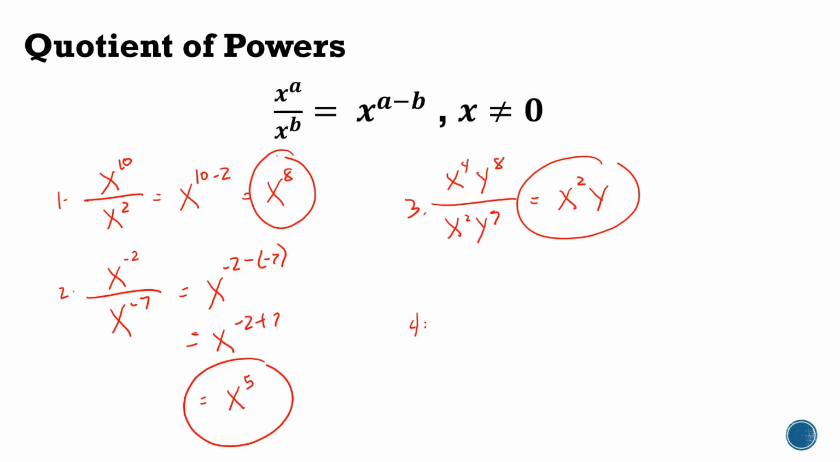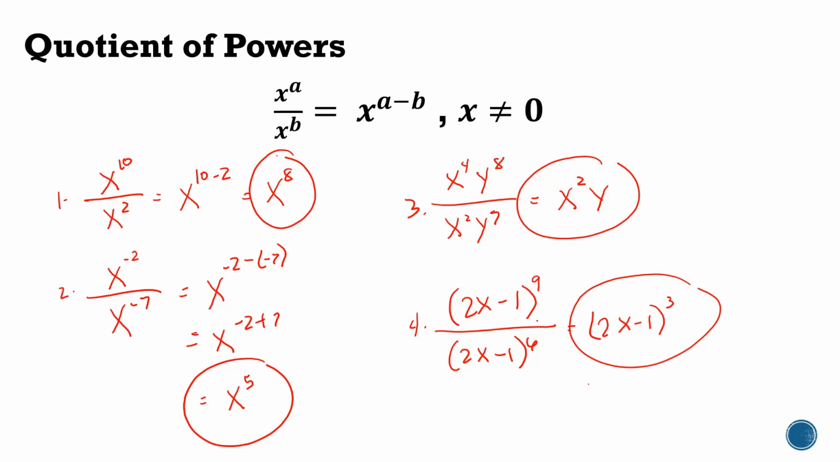So it can also be like expressions like in my example earlier. Let's see, I have 2x minus 1 raised to 10 over, let's use a different variable, let's say 9. And then you got 2x minus 1 raised to 6. So it's going to be 2x minus 1. Do not forget the parenthesis, raised to 3. 9 minus 6 is 3.